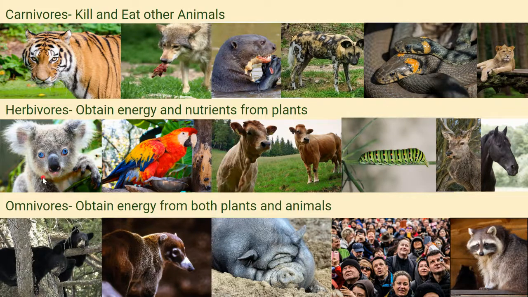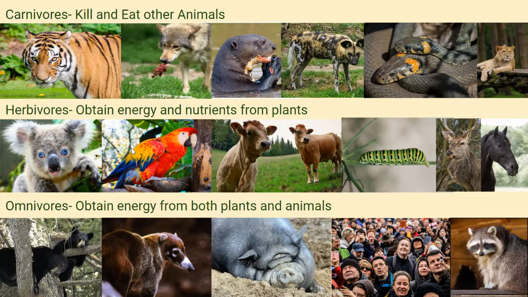We also have herbivores. Herbivores are consumers that obtain energy and nutrients from plants and plants only. So this koala that exists solely on a diet of eucalyptus, to birds who can eat leaves and seeds, cows, caterpillars, deer, horses, they are all herbivores. They do not eat meat, they only eat plants.